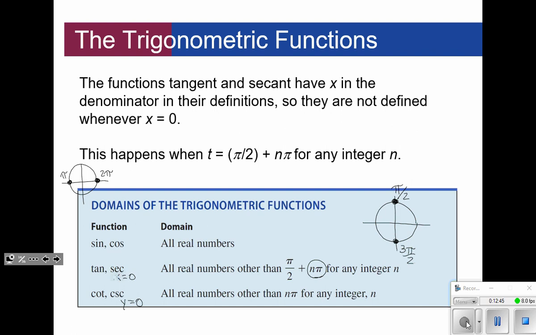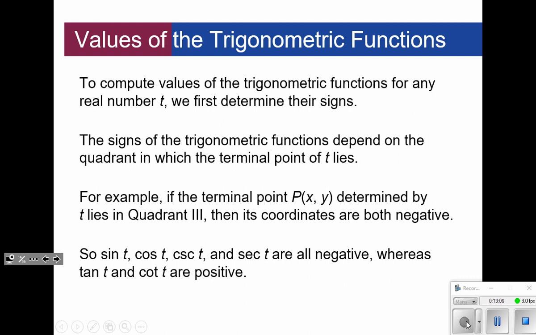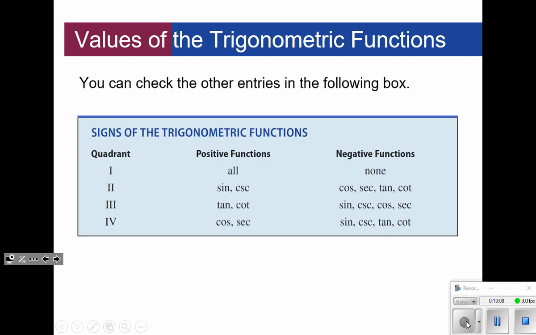Okay, so that means every pi, you can't take cosecant, sorry, cosecant and cotangent, because y would be 0. That would be in your denominator. Okay? Everybody okay with that? Kind of. Again, this will make more sense as we use it. Okay, so value of trigonometric functions, we're going to dive in.